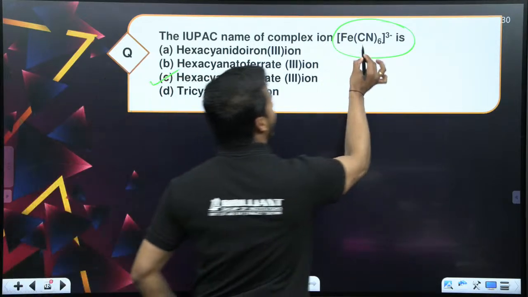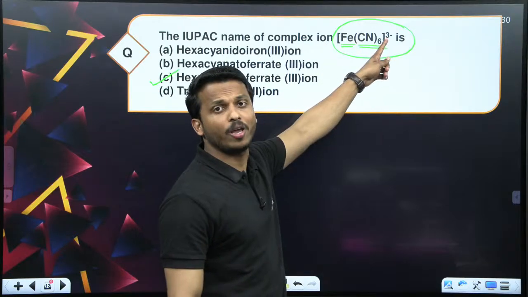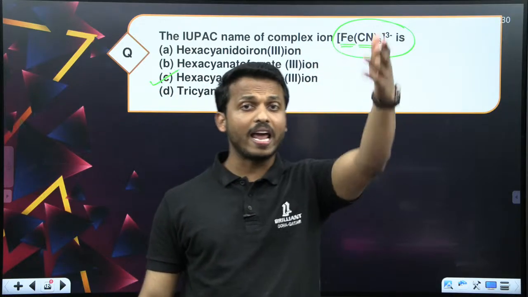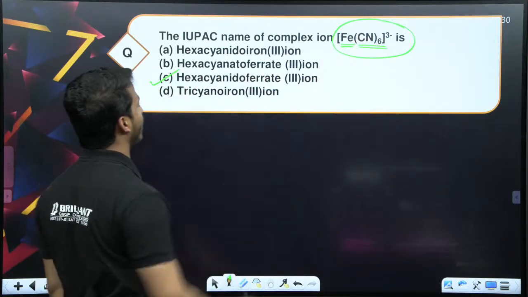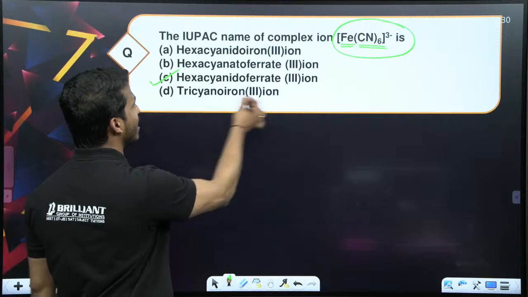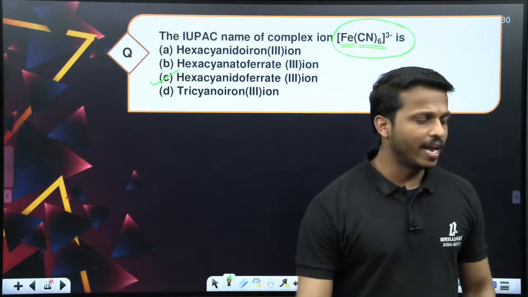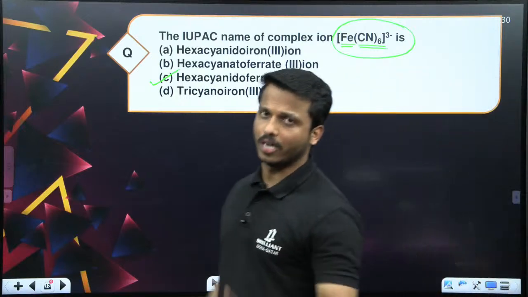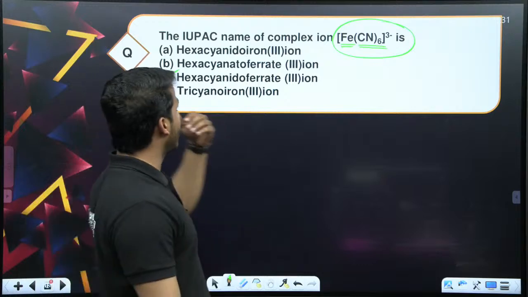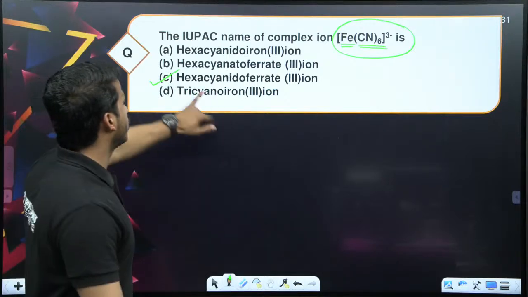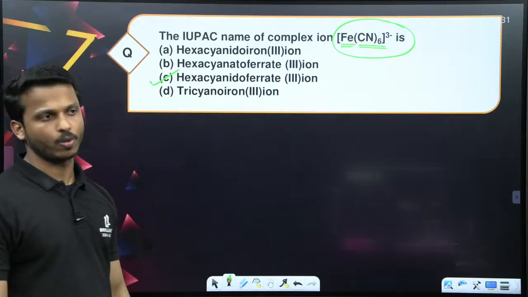Option C is the correct one. Hexacyanidoferrate. You know, if the metal is present in the anionic part, it will end with -ate. Ferrate. Right. Hexacyanidoferrate(III), where 3 is the oxidation state, and it is an ion, so we end with ion. Option C is the correct answer. Cyanato, no, we won't use it for the cyanide one. Normally we use cyanido or cyano. The best suitable answer is cyanido. Okay.